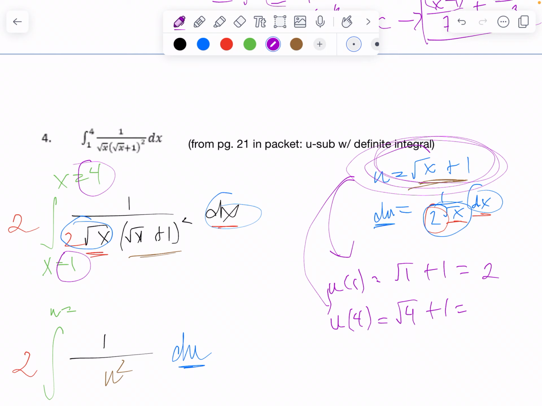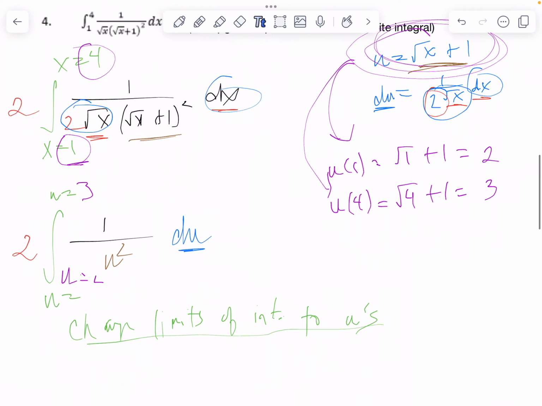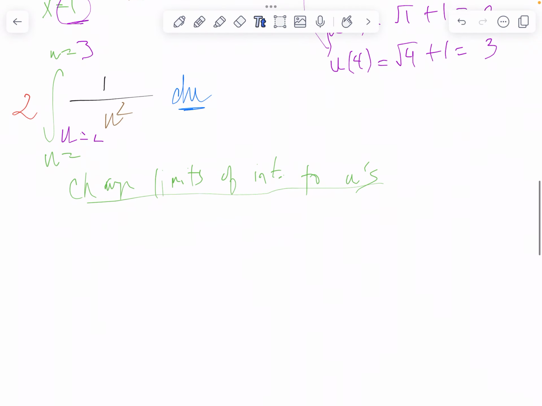And now I'm putting those in place of each one of them. So where there was a 1 before, I'm now putting u equals 2. Oh boy, that was not clean. Hold on just a second here. U equals 2. And where there was 4, I'm now putting u equals 3. And now I have my entire integral in terms of u altogether. Now I'm ready to do the integration part.